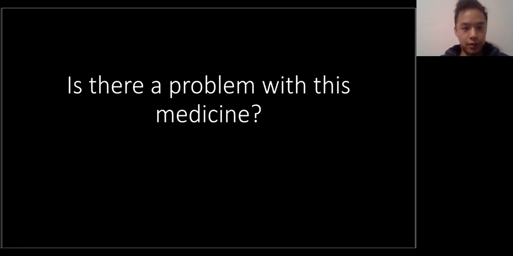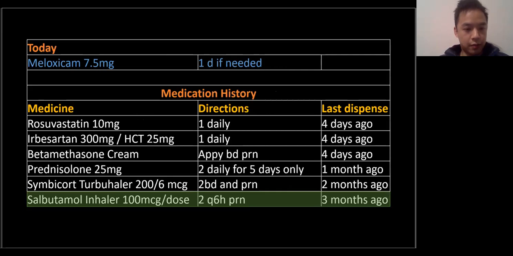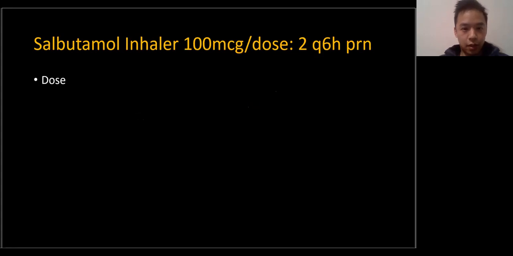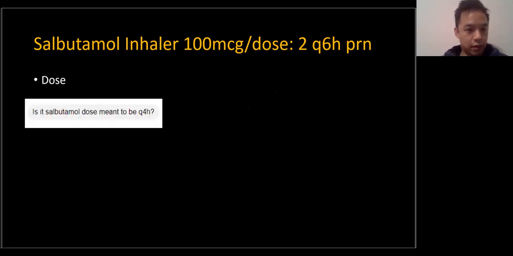First part, is there a problem with this medicine? We'll start with salbutamol and work our way up. Dose, we've listed it here as 2 puffs every 6 hours when needed. I did have one student query it, saying it's meant to be every 4 hours. I think that is because different references have it differently. The AMH has it as 3 to 4 times a day, which makes it every 6 hours. The CMI for asthma or Ventolin has it as every 4 hours. So this may be where this student's getting it from.